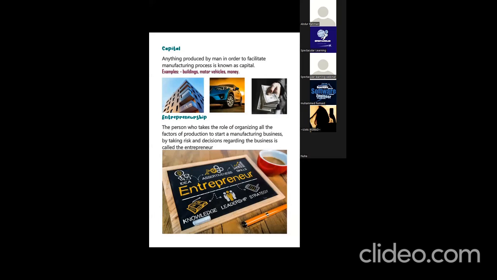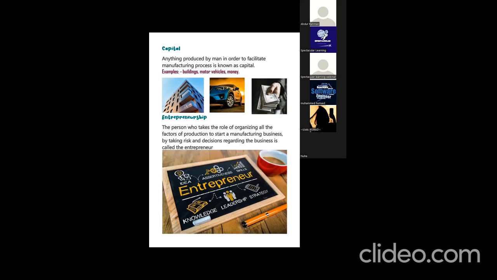So let's continue. Capital. Capital is anything that's produced by man. The things that are produced by humans, the artificial things, fall under the category of capital. For example, buildings, motor vehicles, and money. Then entrepreneurship.